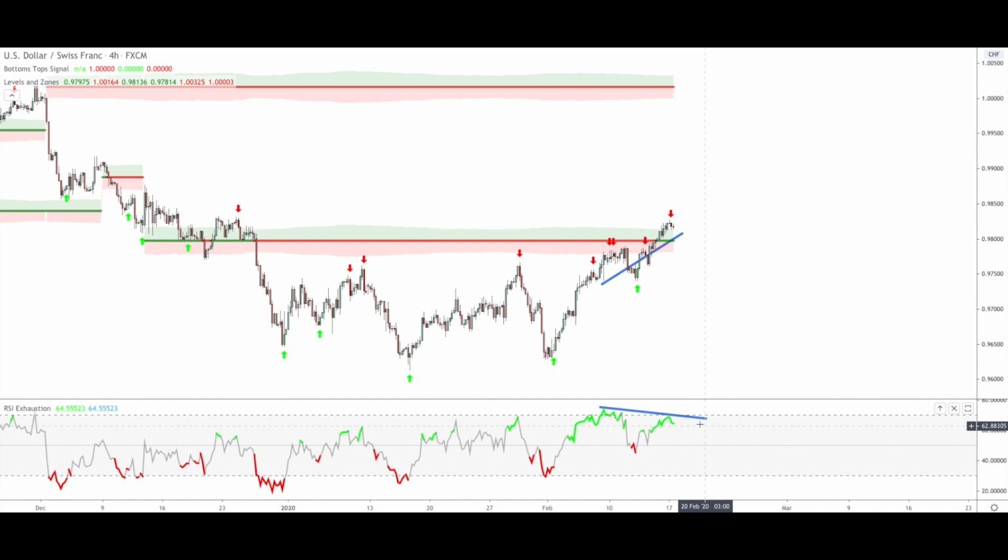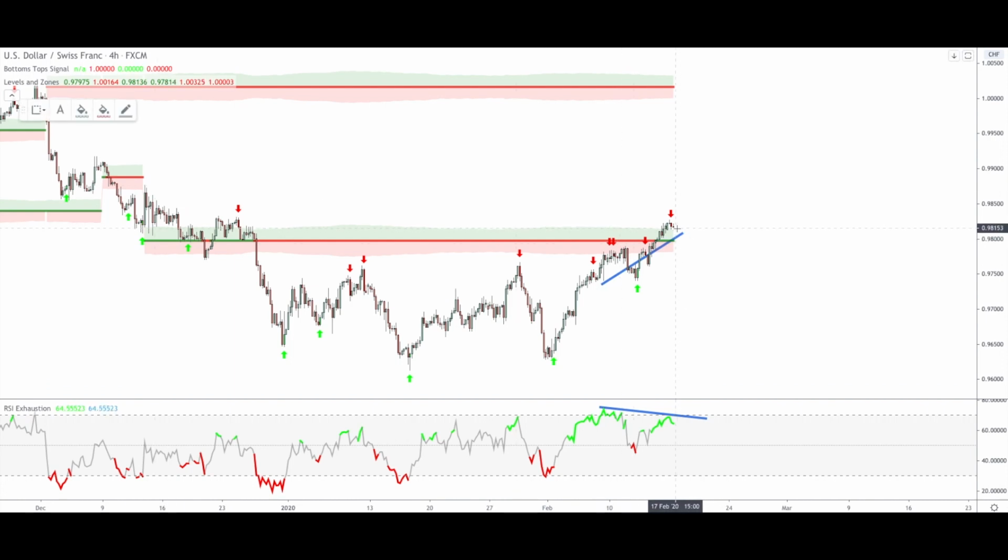The second rule is to have the RSI exhausted. We use the RSI Exhaustion, which is another indicator of ours, and it is right now exhausted. The last rule, the third rule to have a setup, is to have a top, and we actually have a top. So we can place our sell order.